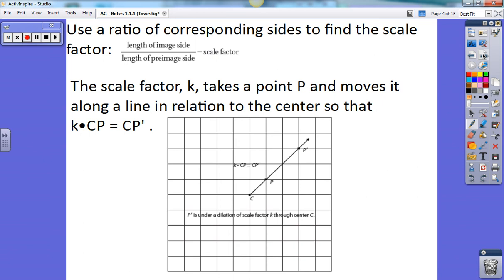In order to find the scale factor, you're going to use the ratio of corresponding sides. So if I've given you a figure and you're trying to determine the scale factor, you're going to have the length of the image side over the length of the pre-image. Remember that the pre-image is your original image. The image is your new image once it has been transformed, and in this case dilated. So notice that the scale factor takes a point P, so here's my P, and it moves it in a line in relation to the center, so that now the length of CP is now the length of whatever K is, my scale factor, times CP. So in this case, it's enlarged it, or it's made it larger.